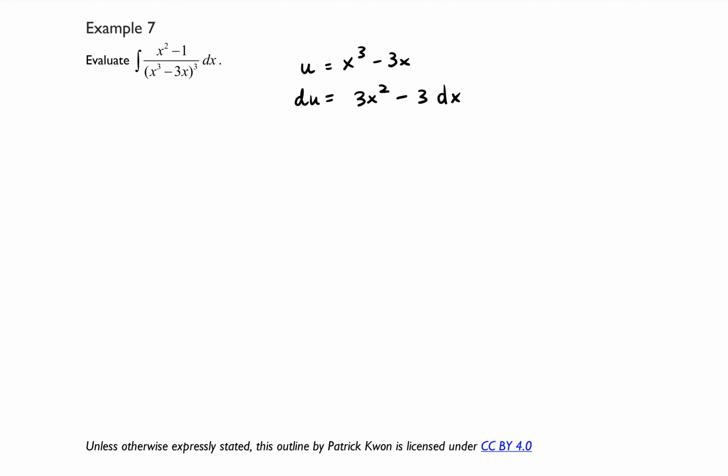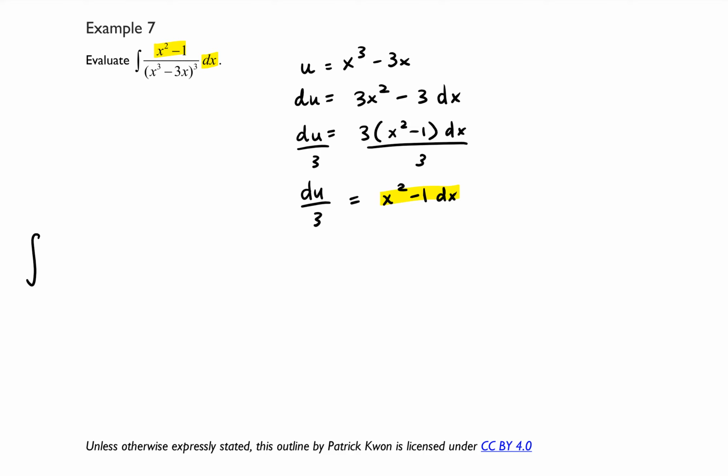And notice that there's not a 3x squared minus 3 anywhere, but if you factored out a 3, then you'd be left with x squared minus 1 dx, and then you could divide that by 3, so du over 3 ends up equaling x squared minus 1 dx, and this x squared minus 1 dx can be found here, and so we can directly substitute that with du over 3.